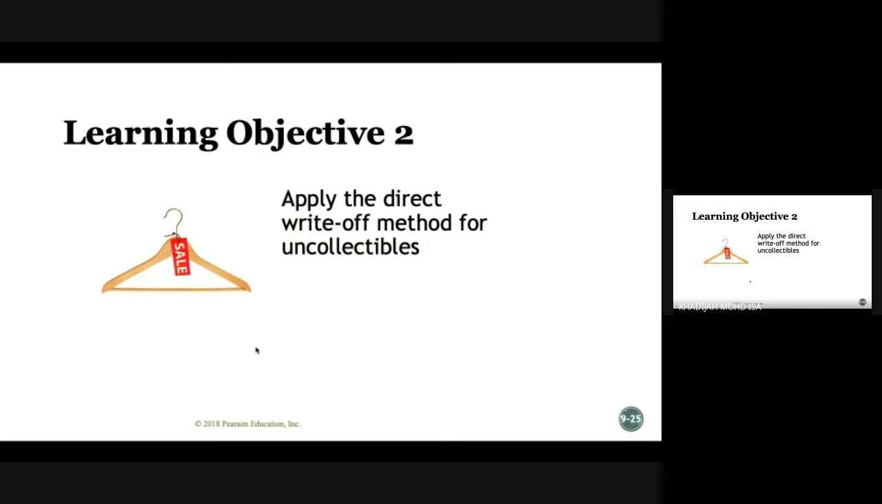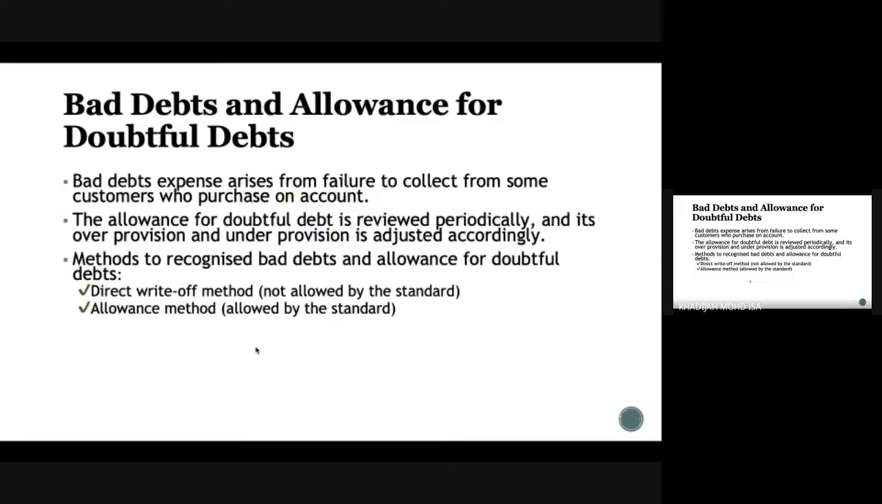So we call it bad debts, an uncollectible. You have two accounts, what we call bad debts and allowance for doubtful debts. There are two separate accounts. Bad debt expense arises from failure to collect from some customer who purchased on account. So when you have a bad debt, it means that the debt is bad already. It means that you cannot collect anymore.